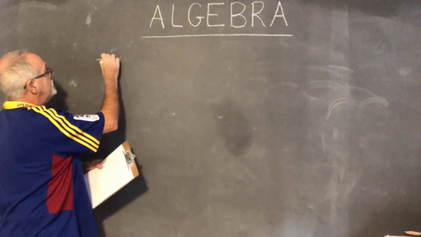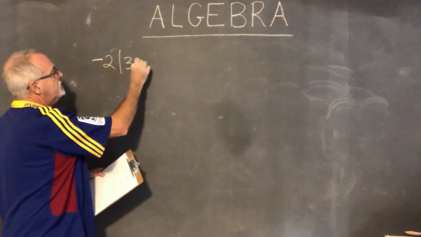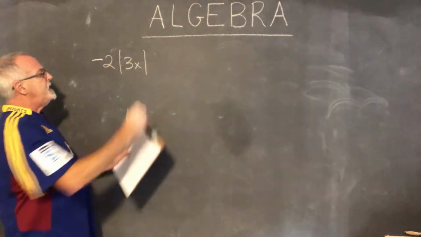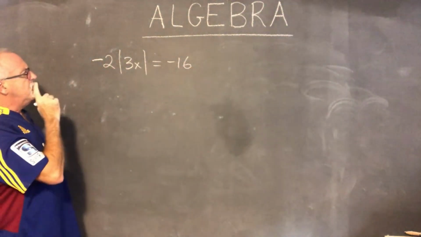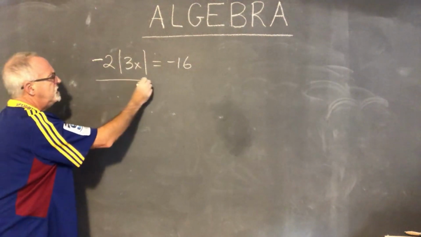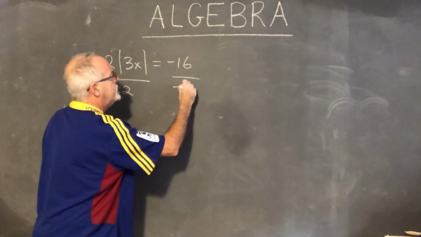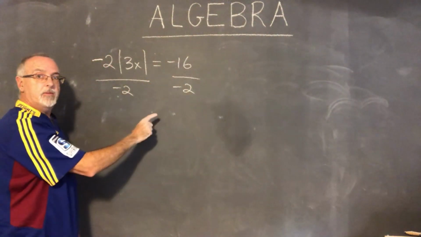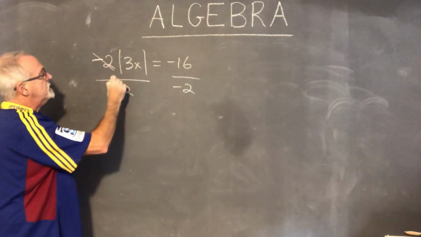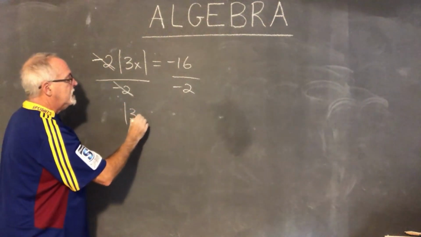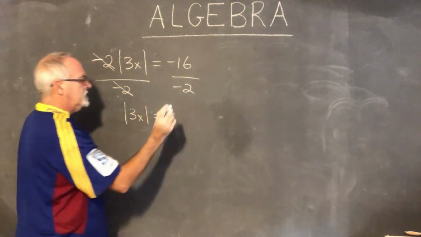How about negative 2, make that negative sign bigger so you can see it better, times the absolute value of 3x equals negative 16. I'm going to divide both sides by negative 2 because I want to isolate the absolute value part of this. If this was an inequality symbol, I'd have to be careful what I do because I'm dividing both sides by a negative number, but this is an equal sign. So this negative 2 cancels with this one. My 3x in the absolute value bars is isolated. Negative 16 divided by negative 2 is equal to positive 8.